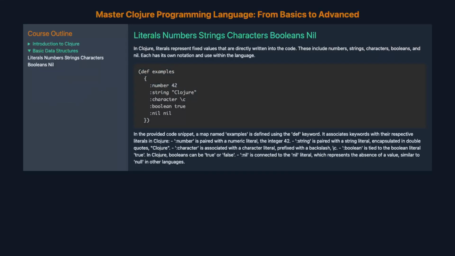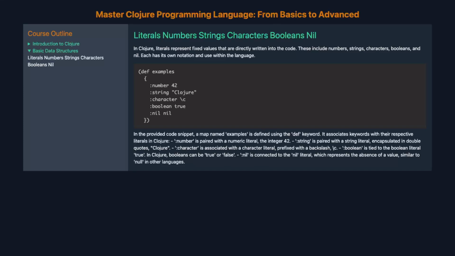Literals: numbers, strings, characters, booleans, nil. In Clojure, literals represent fixed values that are directly written into the code. These include numbers, strings, characters, booleans, and nil. Each has its own notation and use within the language.